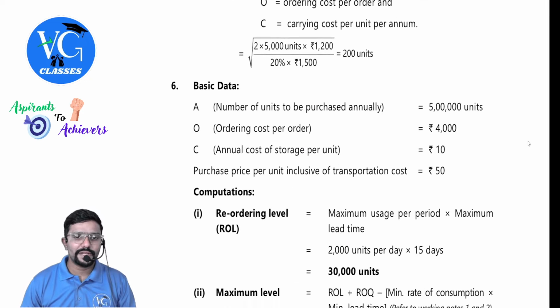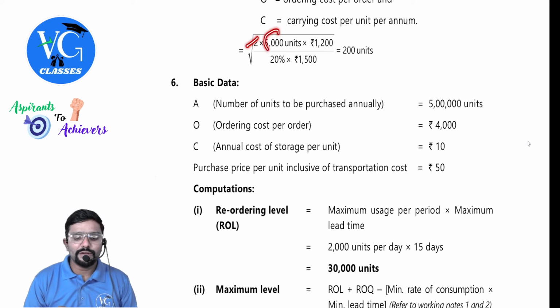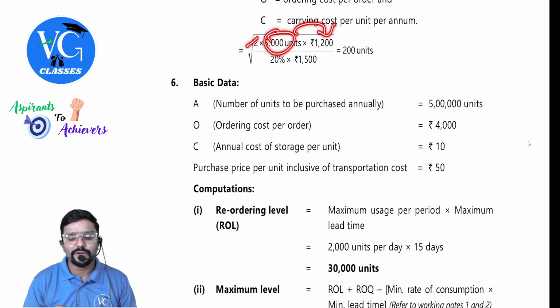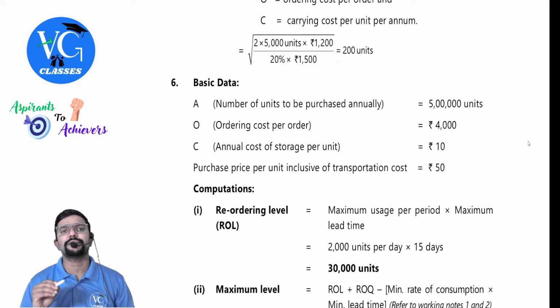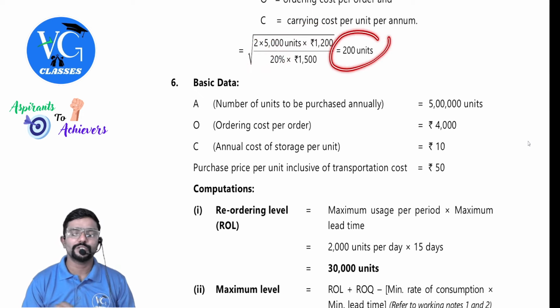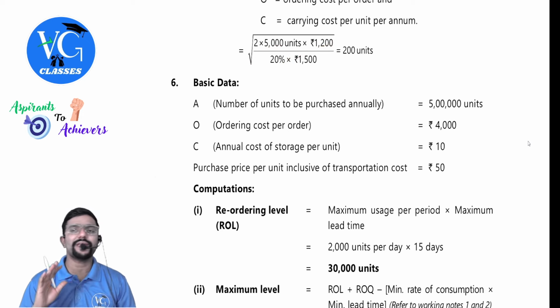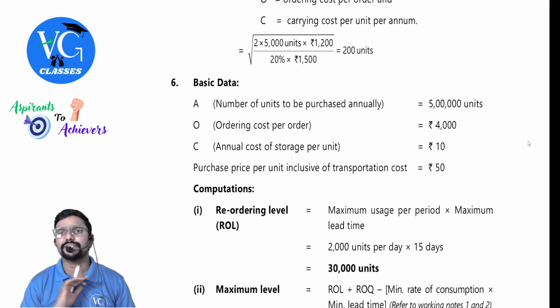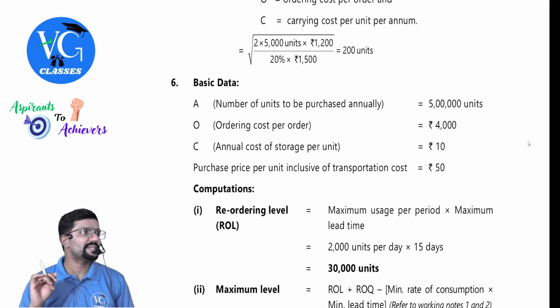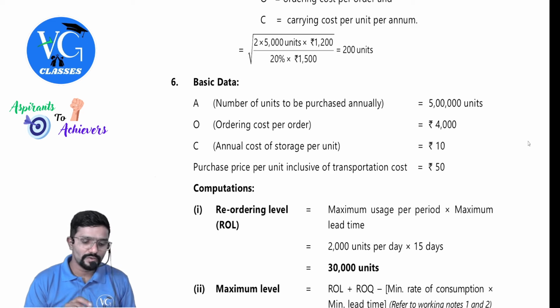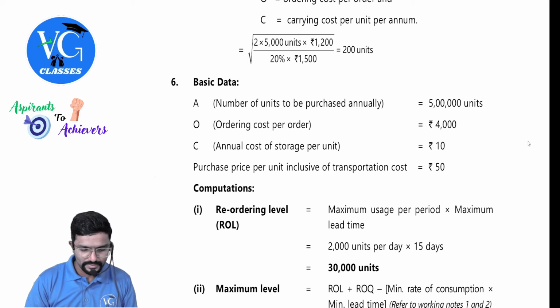The EOQ is as follows. Formula: 2 into annual demand 5000 into ordering cost per order, divided by purchase price 1500 into 20%, which is the carrying cost per unit per annum. How much? 200 units. If you purchase 200 units at a time, your cost would be economical, provided there is no discount offer, guys. Okay, let us go back.